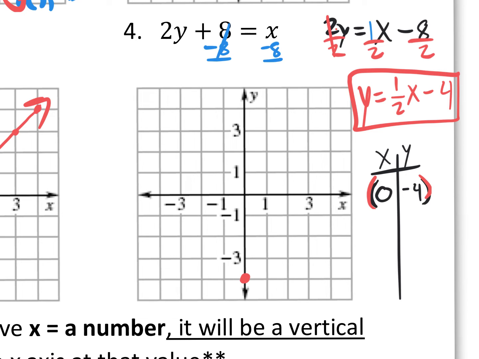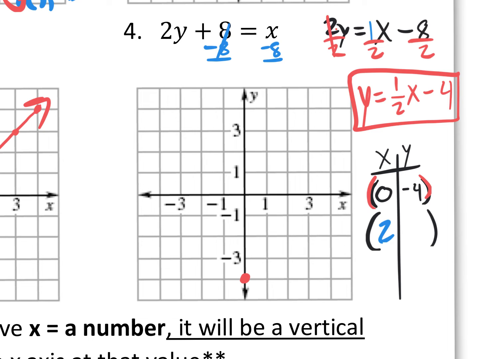There it is. Okay. And now let's plug in another point. What other point should I plug in? The denominator of the fraction, which in this case is 2. Whenever you have a fraction, you don't want to just go 0, 1, and 2. Look at whatever that denominator is and use it. So the denominator is 2. I'm actually going to plug in a 2 into my x, and that fraction will cancel out.